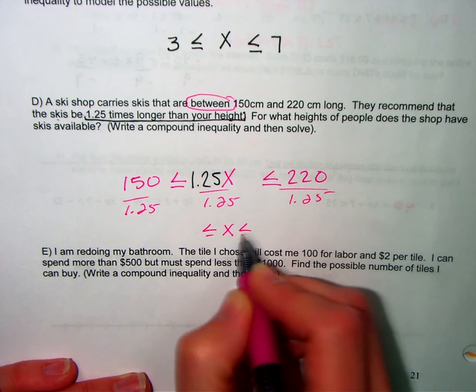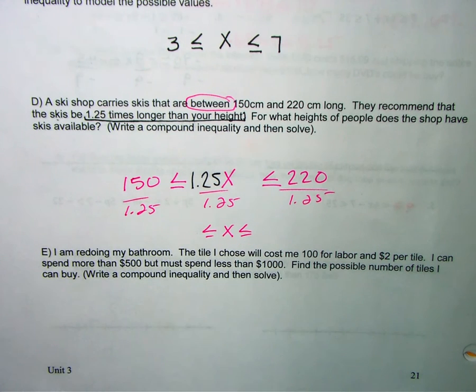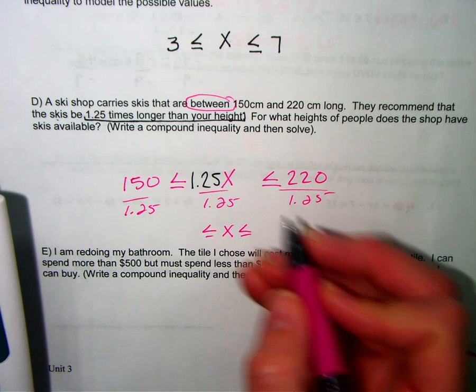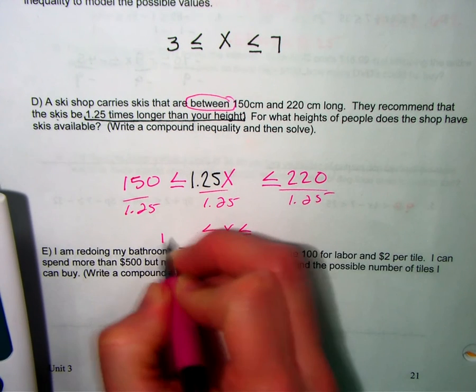So x is between. It says, for what heights of people does the shop have skis available? So if I take 150 divided by 1.25, that is 120 centimeters.